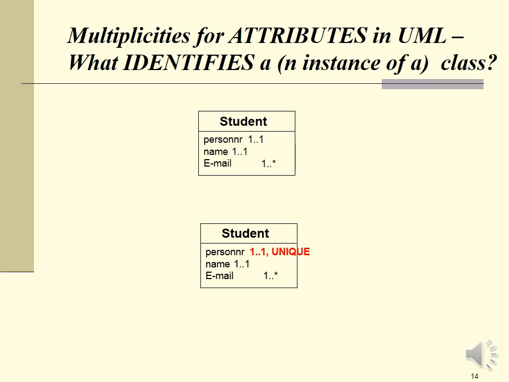In order to do that, we must somehow model what attribute or what combination of attributes uniquely identifies a class. And one way of doing that is simply to write unique after the cardinality constraints. And sometimes if two attributes together are unique, then you can say that they are unique together. You can just denote them as that.